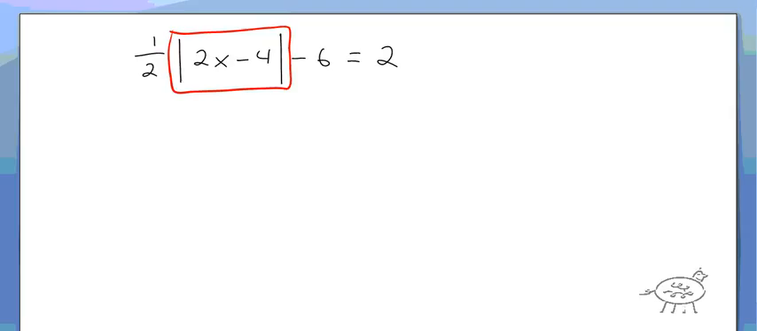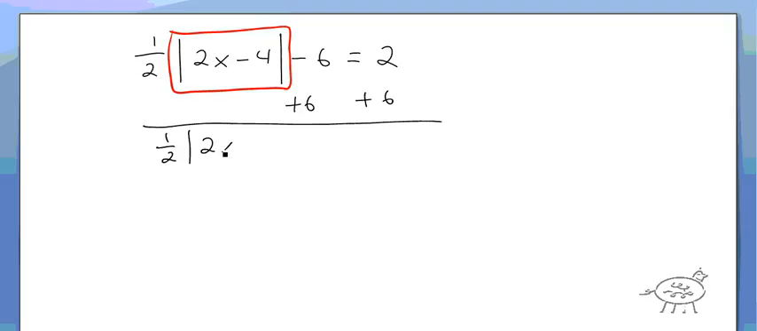All right, so the first thing I'm going to do is, remember, you always do your adding and subtracting first. So I'm going to add 6 to both sides. So I get 1/2 times absolute value of 2x minus 4 is equal to 8. Okay, again, I am not touching that 2x minus 4. I am going to multiply by the reciprocal.